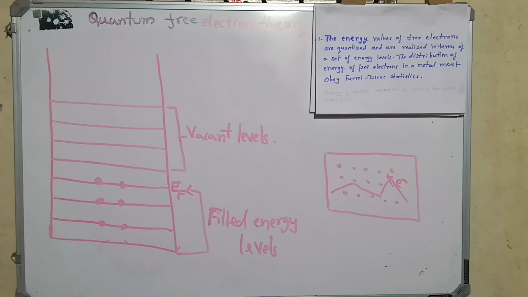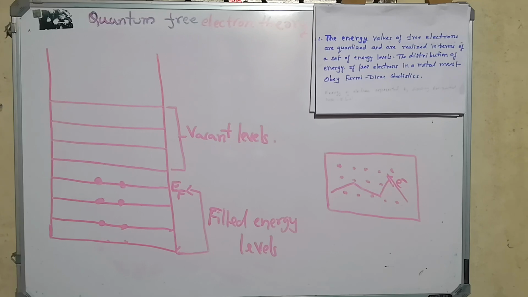In the last video, we have discussed about classical free electron theory. Today, we will discuss about quantum free electron theory. Classical free electron theory could not explain many physical properties like dependence of resistivity on the variation of temperature, dependence of electrical conductivity on electron concentration, etc.